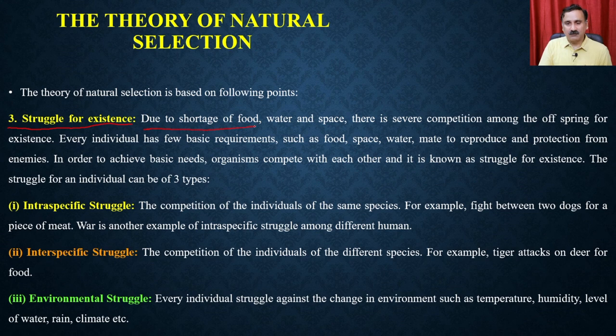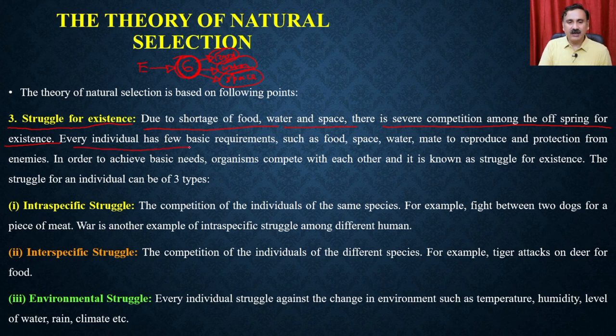Due to the shortage of food, water and space, there is a severe competition among the offspring for existence. For example, if you start with the elephant and if the elephant has produced 6 offspring, all these 6 offspring actually require the same things, right? They require food, they require water, and they require space. So if all 6 require the same thing, they are going to fight with each other for all these natural resources. Because of that, some of the offspring are going to get the food, and some are not going to get the food.